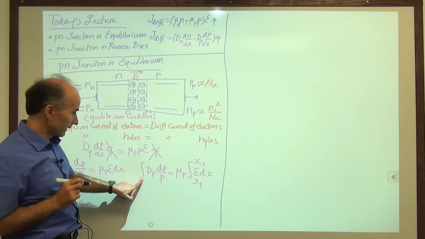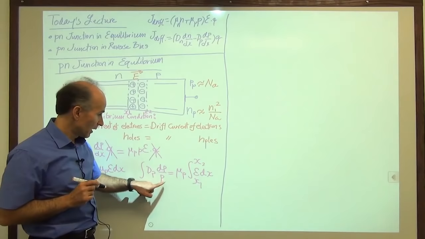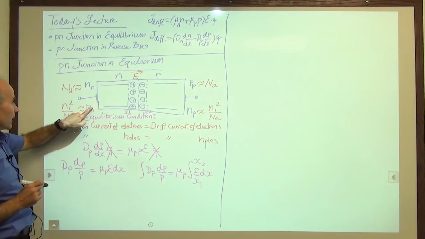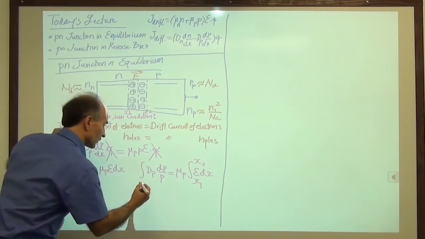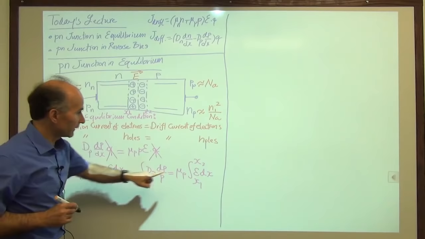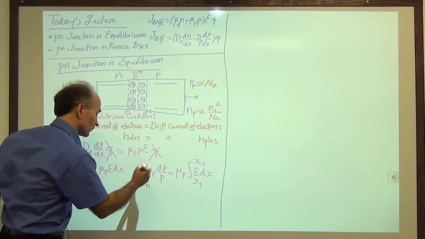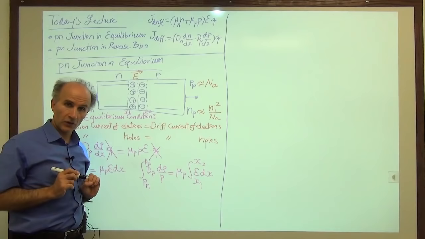How about this side? Well, this side we are integrating with respect to p, the hole density. The hole density at x1 is given by p sub n, and that is equal to ni squared over nd. So, this would be p sub n, and the hole density at x2 is given by p sub p. So that's p sub p. So that is the integration that we have to perform.